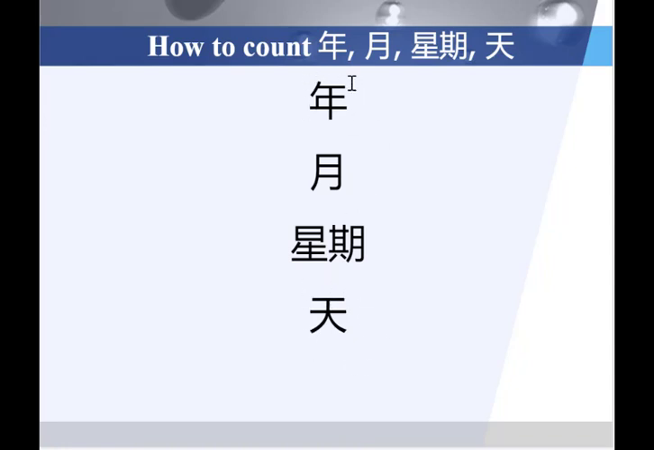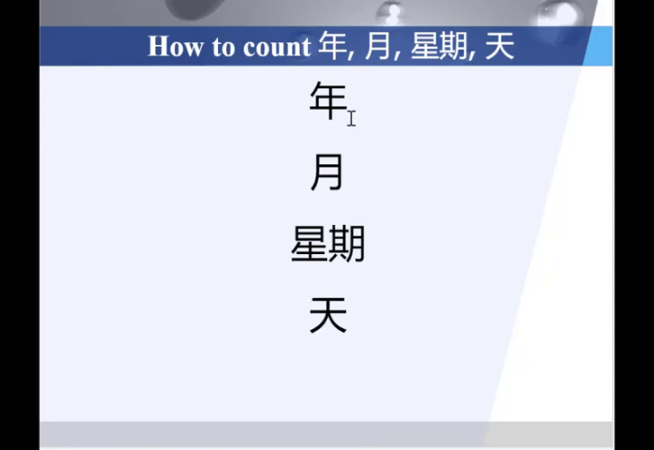I've listed from largest unit to smallest unit because Chinese people always like to list things from biggest to smallest, whether it's date or in an address you always put the biggest thing, like your country, followed by the next biggest thing, your city, followed by your street, and then the number. So in Chinese, most things go from big to small. So here we have 年 月 星期 天, largest unit on the top to the smallest unit on the bottom. So how do we count 年月星期 and 天?